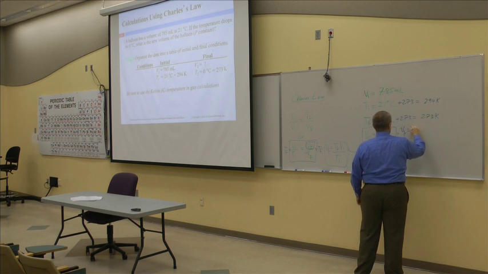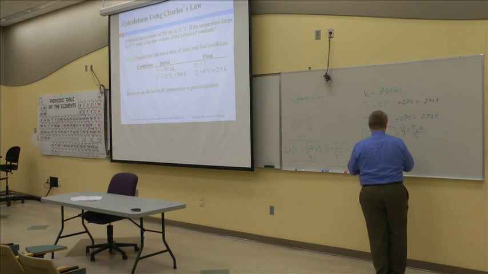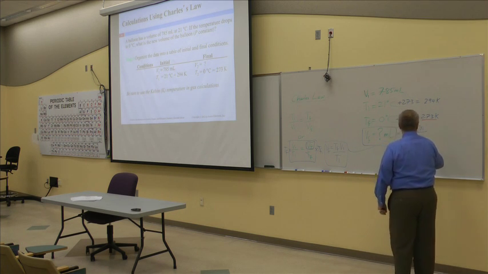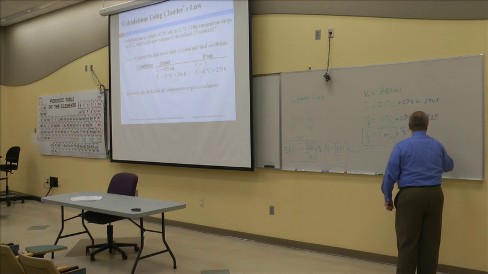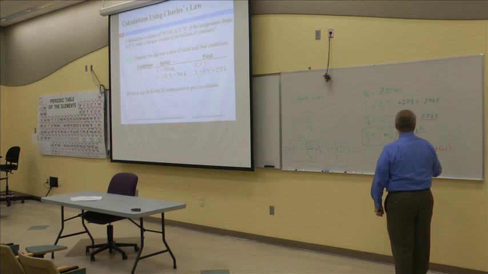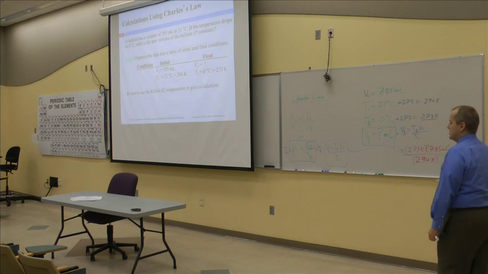VF equals TF VI over TI. Plug in my numbers. TF, this is right here, 273 Kelvin, multiplied by VI, which is 785 milliliters. All of that now divides by TI, which is 294 Kelvin. Before we crunch that number, let's do a logic check.